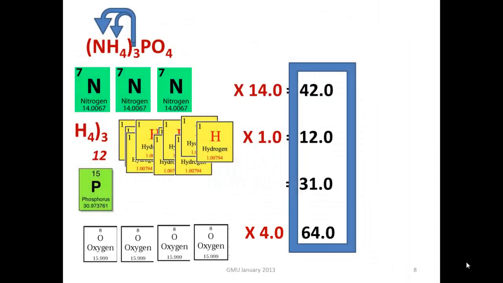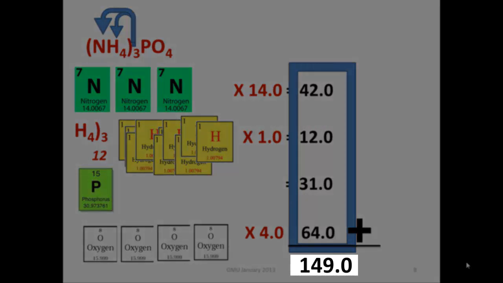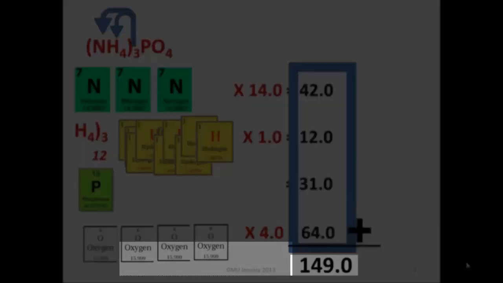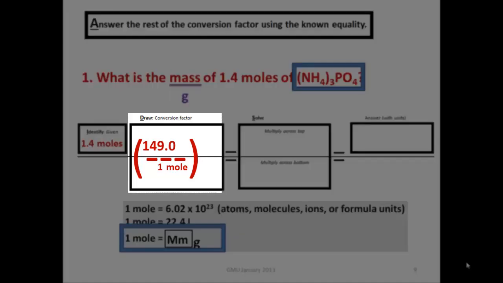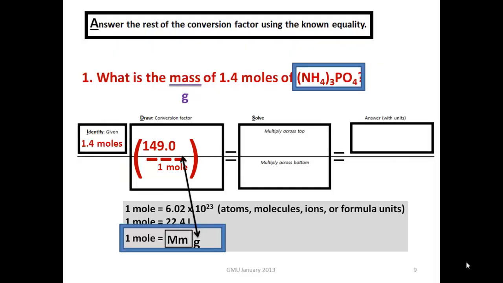Now we're ready to add up all these pieces, and when you add them all up, we get a molar mass of 149.0, which is the mass of that whole compound, ammonium phosphate. Now that we've calculated the molar mass, we can put that on the top, 149. Remember, we have to include our units, which were grams, so we'll put our grams right there next to the number.